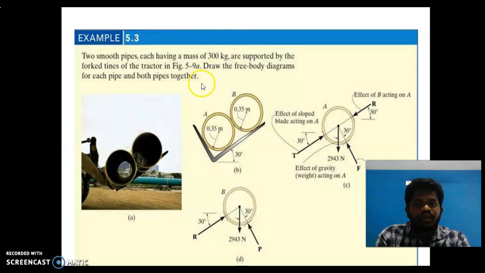In addition to the problem, we are also going to find out the reaction forces at the point of contact. Here pipe A is in contact with the V channel, or forked tines of the tractor, at these points. And the two pipes are also in direct physical contact, and pipe B is also in contact with the forked tines of the tractor. So in this problem we are going to draw the free body diagram of each smooth pipe, and also find the reactions at the points of contact.